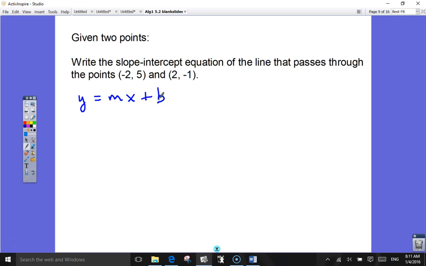Since I don't know what the slope is, what should I do first? Find the slope. If you've got 2 points, you can find the slope, right? So do that first. If you don't know what the slope is, that's got to be your first job. Find the slope. So the m is -1 minus 5 over 2 minus -2, which is -6 over 4, which is -3 halves.